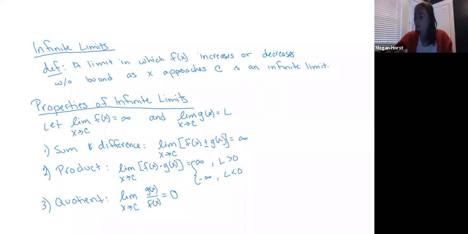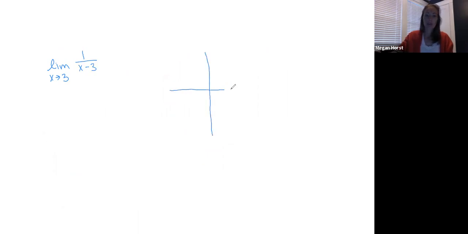All right. I just want to relate this to rational functions. So let's say we have the limit as x approaches 3 of 1 over x subtract 3. So if I were to graph this function, I would see that I have an asymptote at 3 because nothing got canceled out, right? It's all just the same. So I have an asymptote at 3. And then my function would look like this.